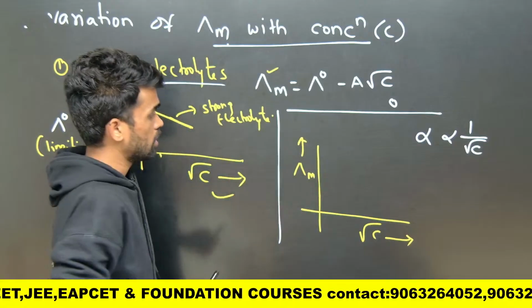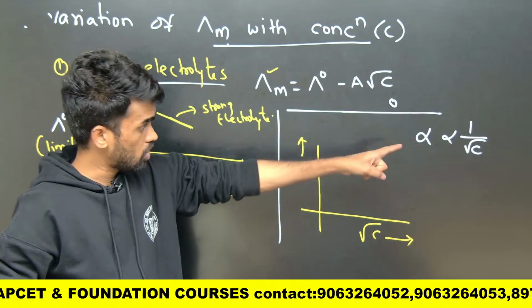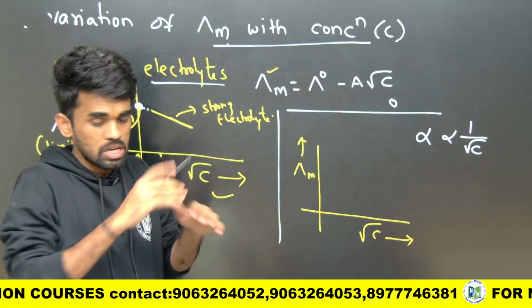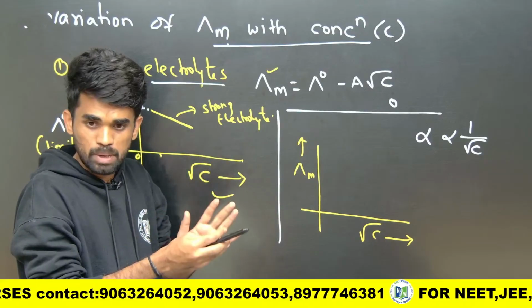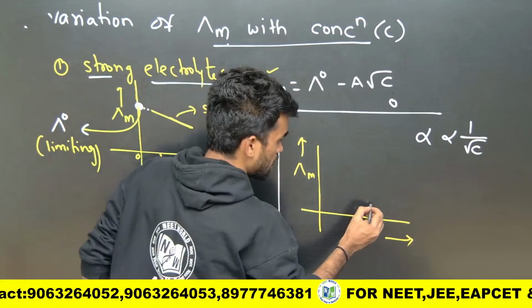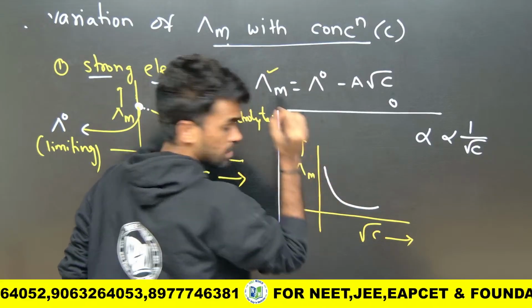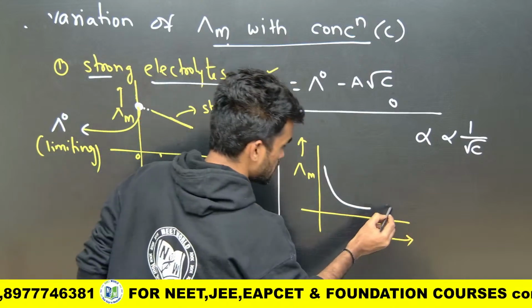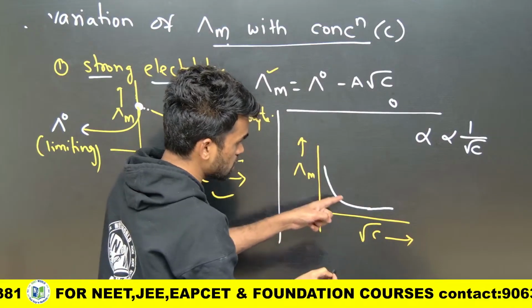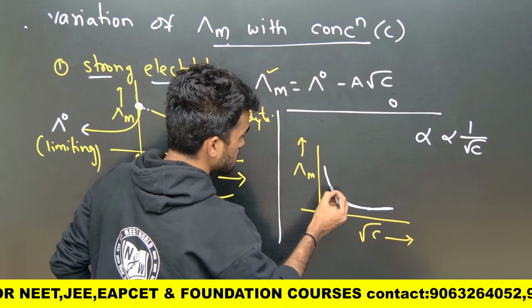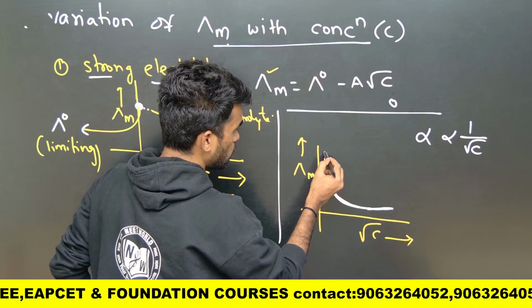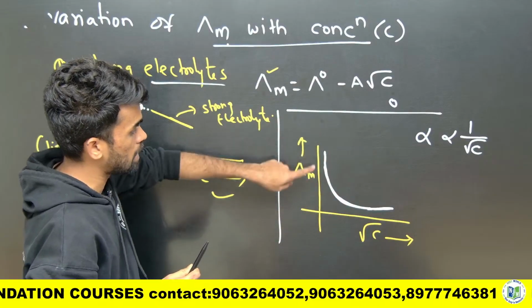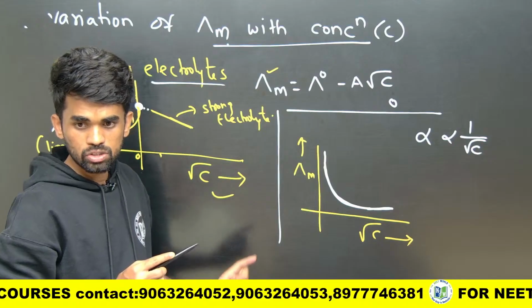Upon dilution concentration decreases, the alpha value increases, and Lambda m also increases. They are inversely proportional, so for inverse proportionality we will get a curve like this. If you observe, as concentration is getting decreased, the molar conductance is tending to a maximum for that electrolyte. It means upon dilution the conductivity value of a weak electrolyte is tending to a maximum.